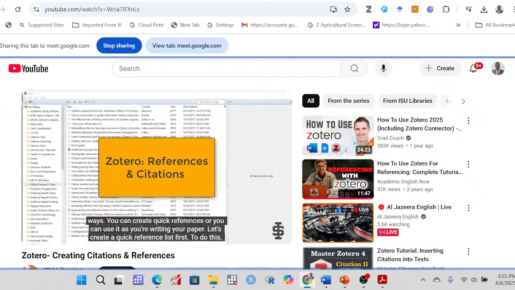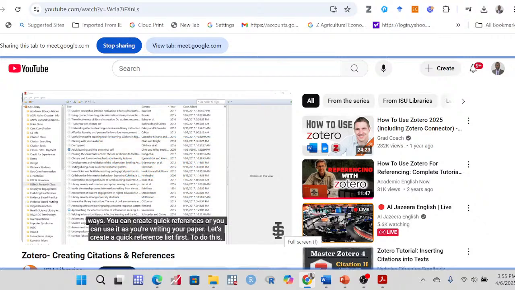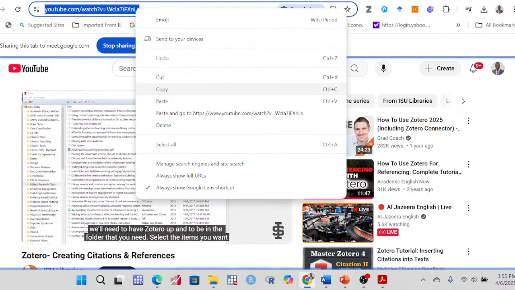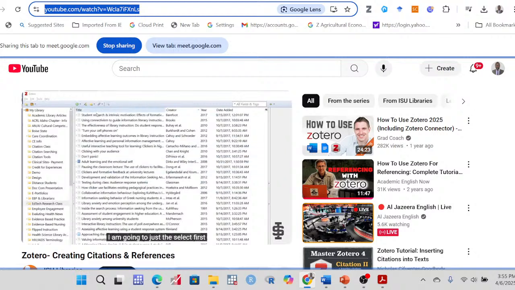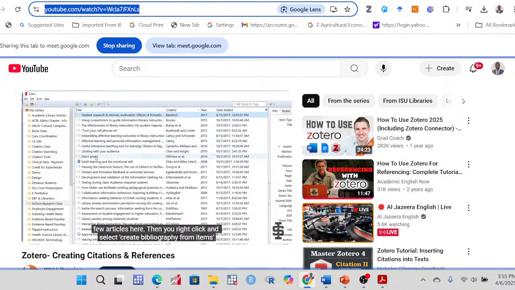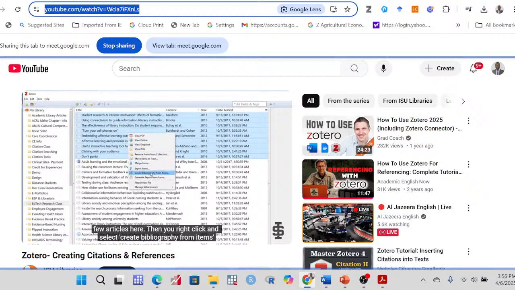You can do this in a couple of ways. You can create quick references, or you can use it as you're writing your paper. Let's create a quick reference list first. To do this, we'll need to have Zotero up and be in the folder that you need. Select the items you want. I am just going to select the first few articles here. Then you right-click and select Create Bibliography from Items.